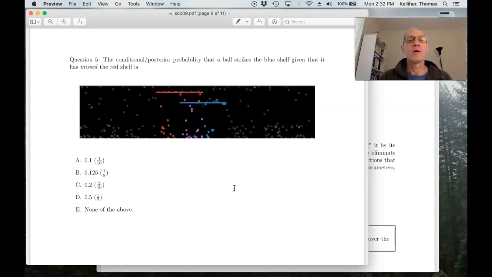Okay, question 5. So this time, the probability that the ball strikes the blue shelf, given that it's missed the red shelf. Okay, I'll pause. All right, how many balls missed the red shelf? 80 of them, right? Since this is 20 wide, the number of balls over here and the number of balls over here has to be 80. Of those 80 balls, how many of them strike the blue shelf? That would be the 10 balls right up here. So the answer here is B, 1/8.